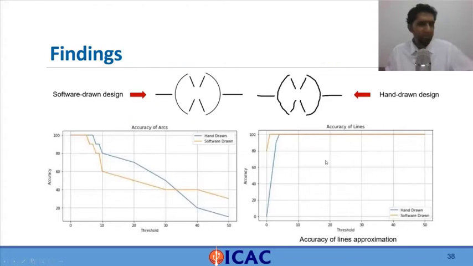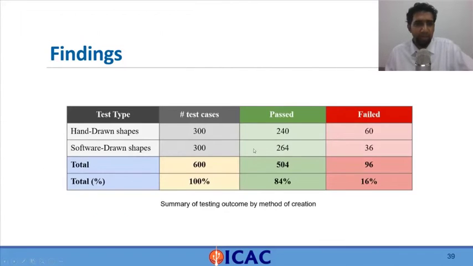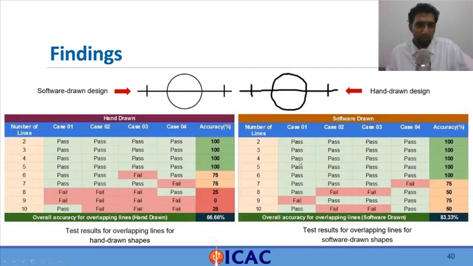So the findings: actually the biggest finding is that our method works slightly better with software-drawn designs rather than hand-drawn designs. Now this is a hand-drawn design. Software-drawn design is when you use a tool such as Photoshop or Illustrator to draw your design, and it's perfect compared to the hand-drawn design. So our method works well for that. This shows that the software-drawn shapes show a higher pass rate when approximating lines and arcs.